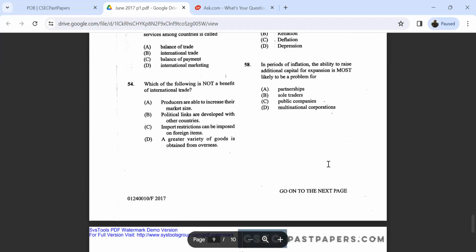Number 54, which of the following is not a benefit of international trade? A, producers are able to increase their market size. B, political links are developed within other countries. Remember, it's not a benefit. C, import restrictions can be imposed on foreign items. Or D, a greater variety of goods is obtained from overseas. So C. C, correct.